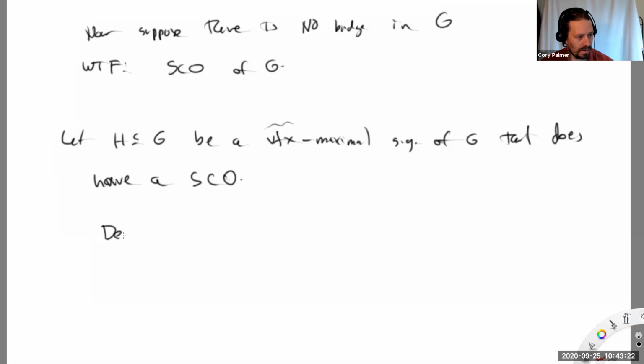does H even exist? So is there even a subgraph to begin with at all? Forget vertex maximal, just is there a subgraph that has a strongly connected orientation? Sometimes this is trivial, sometimes it's not. Why does this have one? Does anybody see a subgraph? What would be a really nice subgraph to look for that easily has a strongly connected orientation?